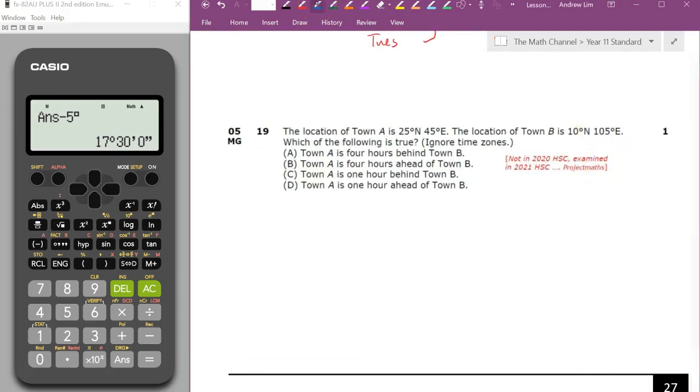The location of town A is 25 degrees north, 45 degrees east. The location of town B is 10 degrees north, 105 degrees east. Which of the following is true in your time zones?